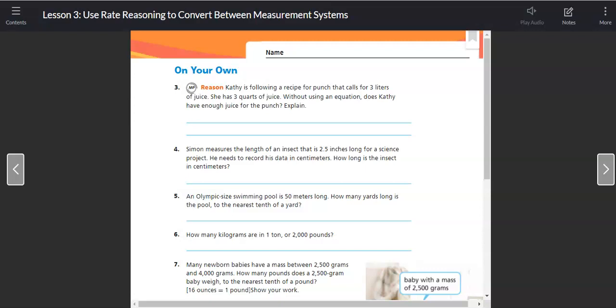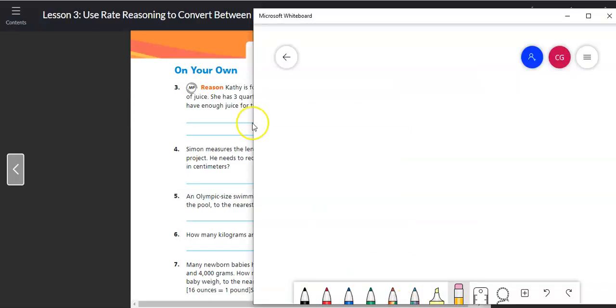Simon measures the length of an insect that is 2.5 inches long for a science project. He needs to record his data in centimeters. How long is the insect in centimeters? So I know that this is number 4. 1 inch is 2.54 centimeters. I know that because I looked at my conversion chart on page 194.